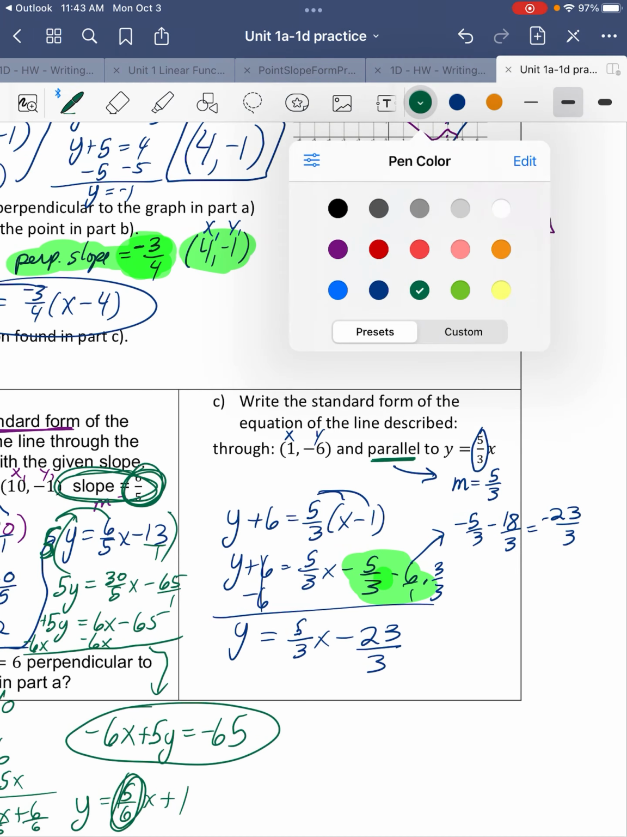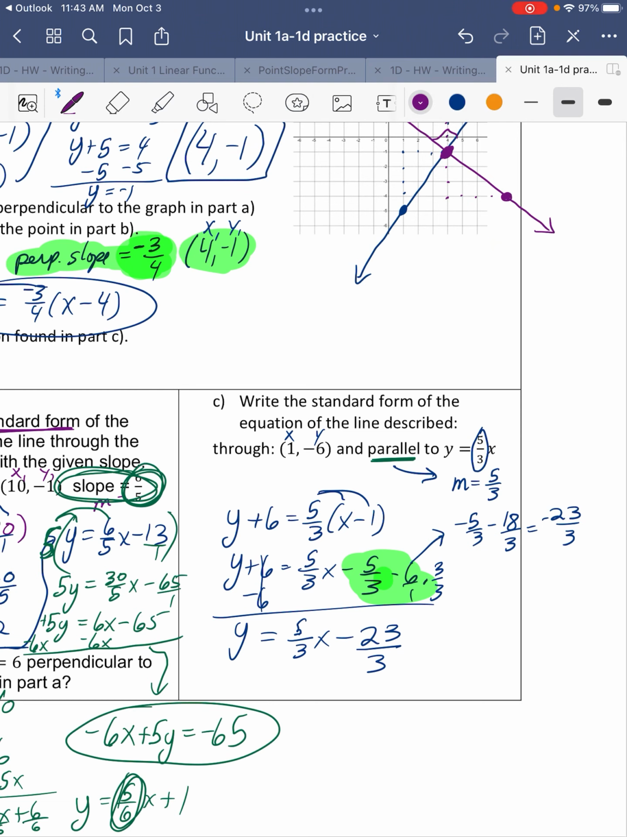So now what we're going to do is multiply everything by 3 to get rid of the denominators. So 3 times y is 3y. 3 times 5/3 is 15/3 x. 3 times negative 23/3 is a negative 69/3. Simplify it. 15 divided by 3 is 5. 69 divided by 3 is 23.